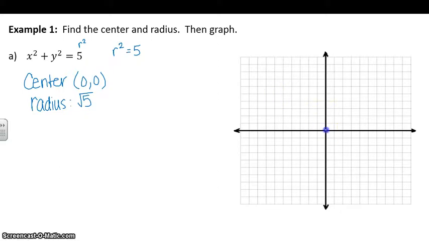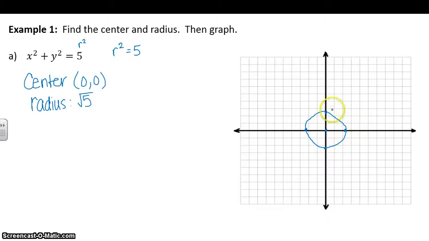So the center is at (0, 0), and then to get some other points, I'm just going to figure out what radical 5 is. Well, that's a little over 2 because the square root of 4 is 2. So then I'm going to come out about 2 and just a little past 2, in all directions, and then just sketch in the circle.